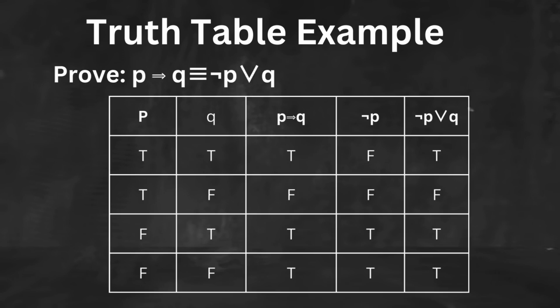Here's a truth table comparing P implies Q and not P or Q. As you can see, for every possible combination of truth values for P and Q, the columns for P implies Q and not P or Q match, proving that P implies Q is logically equivalent to not P or Q.